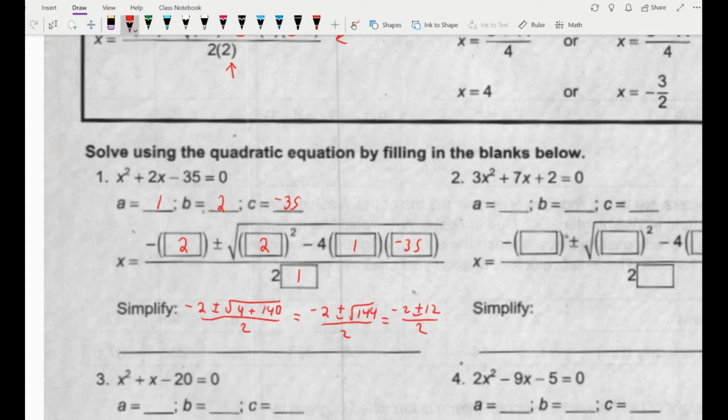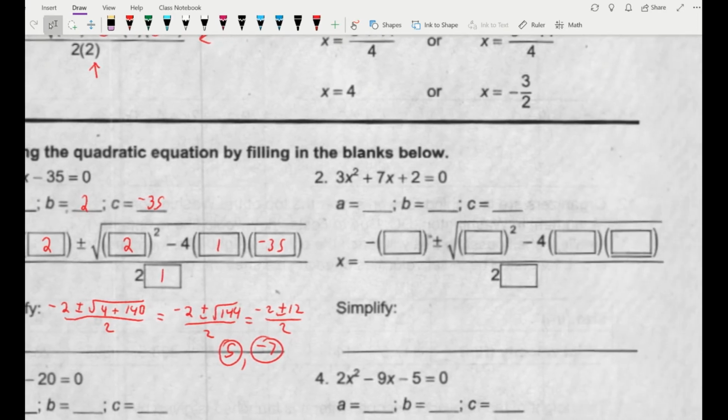And we get our two solutions. We get minus 2 plus 12 divided by 2, which is 10 over 2, or 5. And we also get minus 2 minus 12 over 2. That's minus 14 divided by 2, which is minus 7. So we get x equals 5 or x equals negative 7.